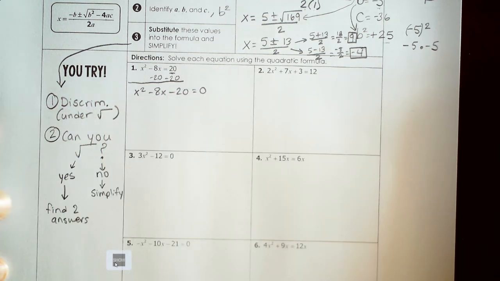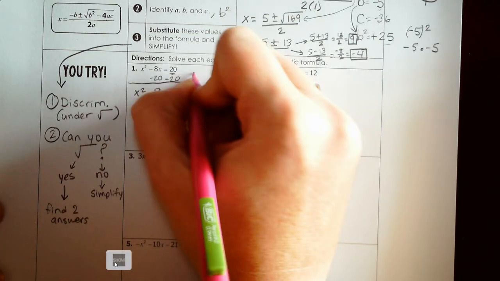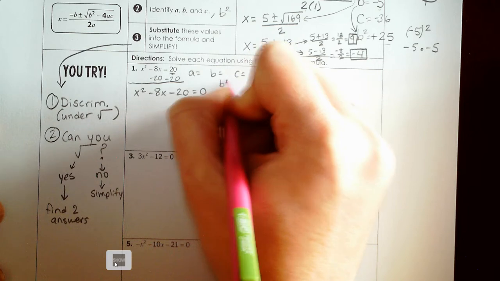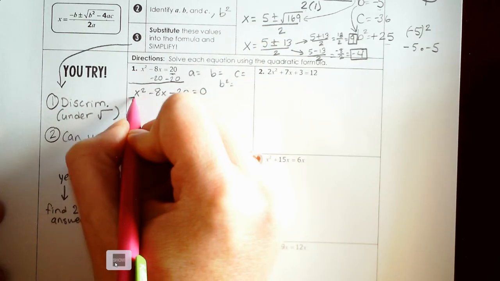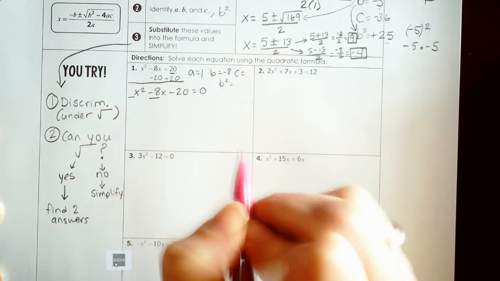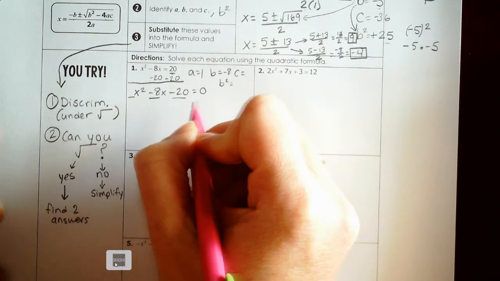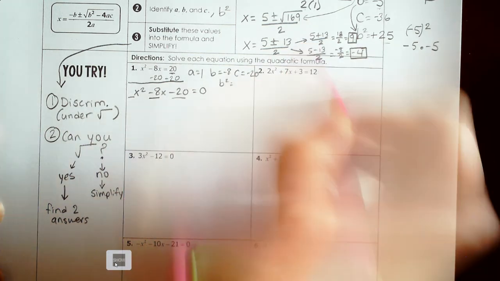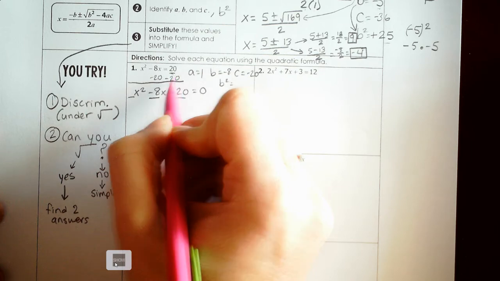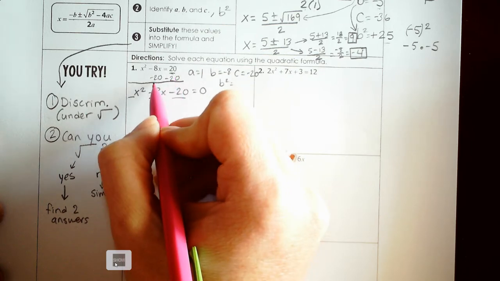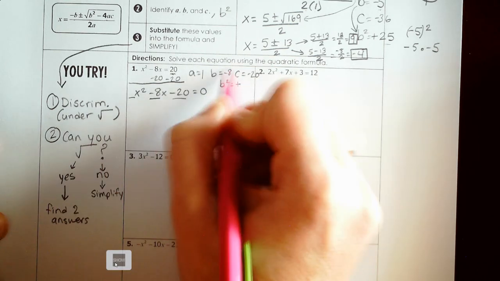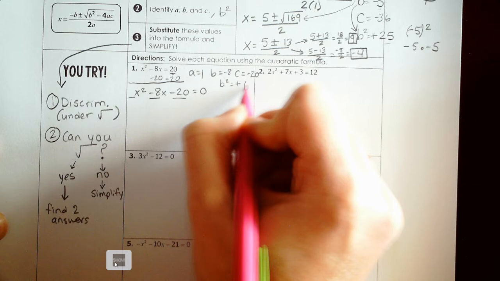And then you can do your a, b, c, and b squared. A is 1, b is negative 8, c is negative 20. See, if we didn't move that at the beginning, you might have thought that c was positive 20, but it's not. It's negative 20 because it has to be on the same side as everything else. All right, and then our b squared, remember, is always going to be a positive number. So what's negative 8 squared? 64.